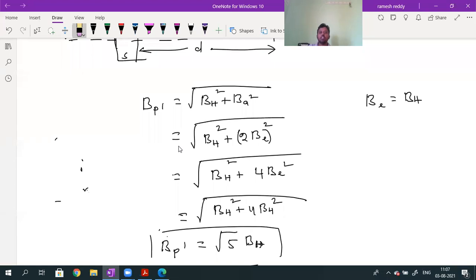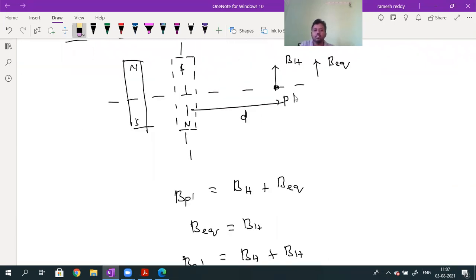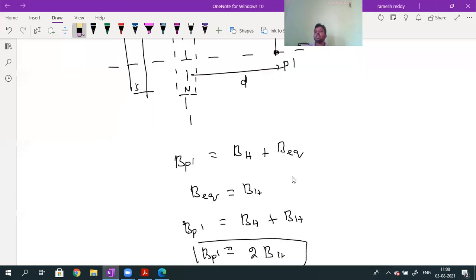180 degrees, B equatorial value, wrong. Whenever the bar magnet is rotated through an angle, 180 degrees. When the bar magnet is rotated through an angle, no doubt, correct only. In which case will BH value be equal to B, at a distance D? BH value will be equal to B. Okay? It is correct only when it is rotated through an angle.